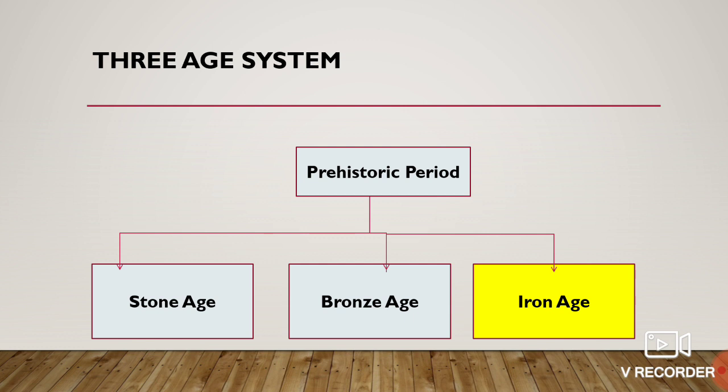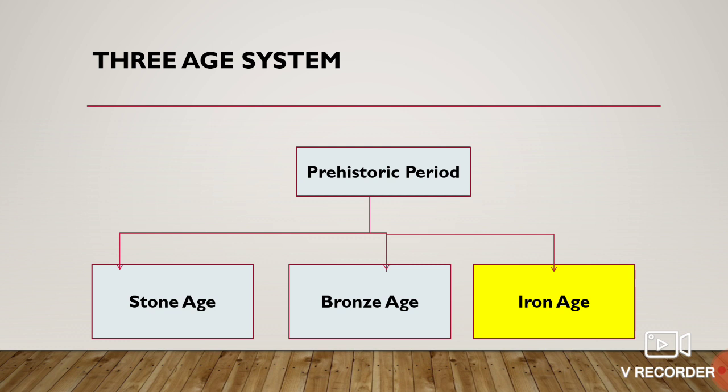Before learning about the Iron Age, we should understand the concept of three-age system. Eras of human civilization and world history are split into three periods: ancient, middle, and modern. The Iron Age is the third principal period for classifying ancient societies and prehistoric stage of progress.